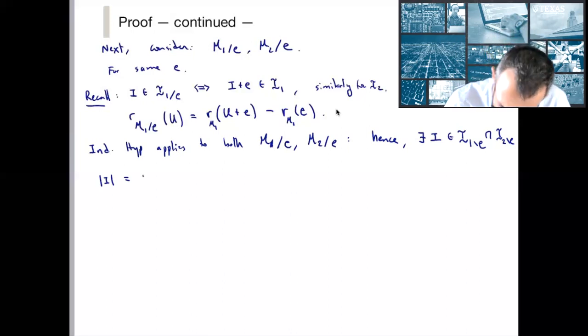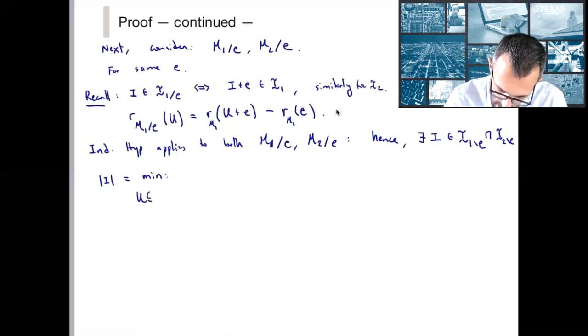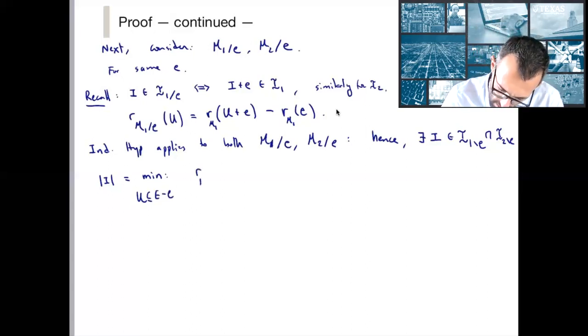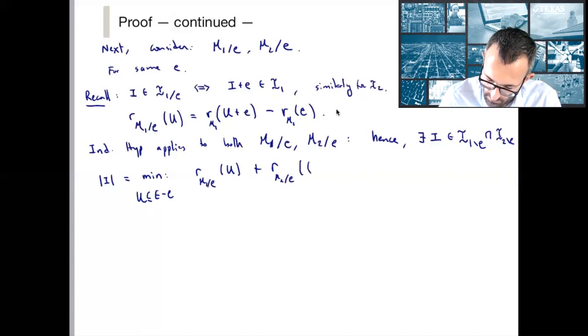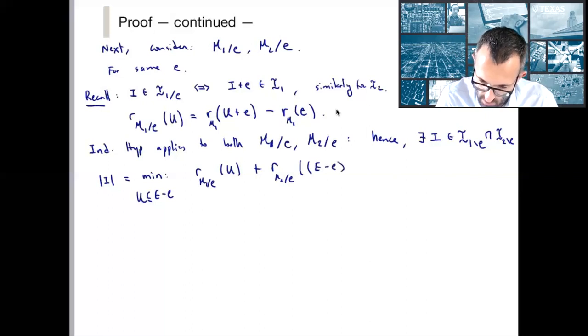In other words, that's equal to the minimum over all subsets of the ground set of the contracted matroid. In other words, E minus E of R M1 contracted E of U plus R M2 contracted E of the complement. I'm sorry, I'm using the wrong direction. I was writing deletion. Deleting E, contracting E of the complement. But again, the complement in the reduced ground set.